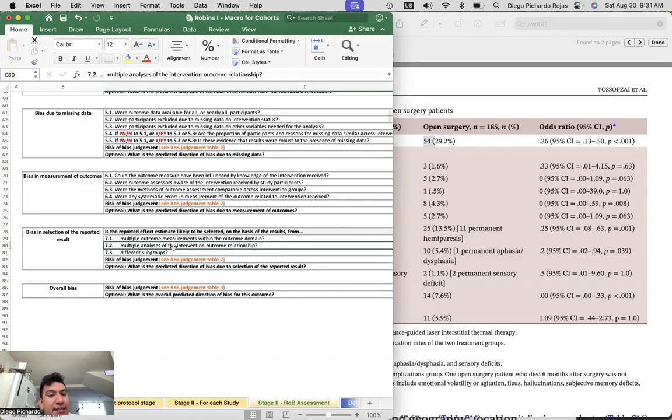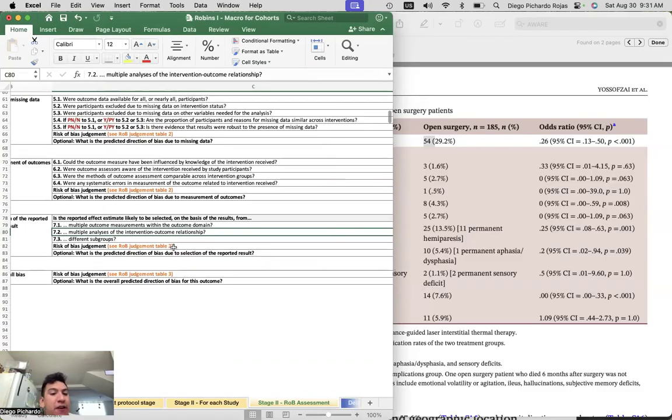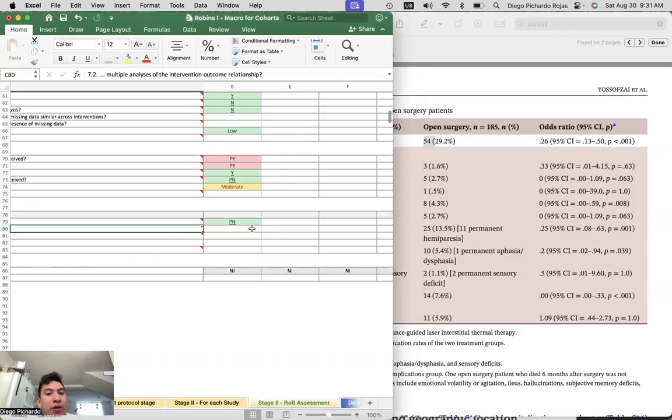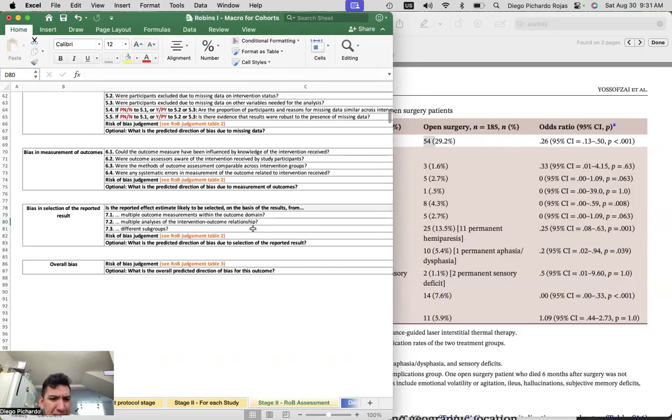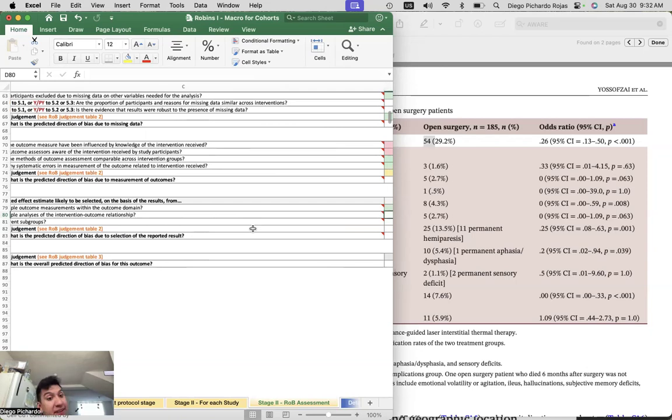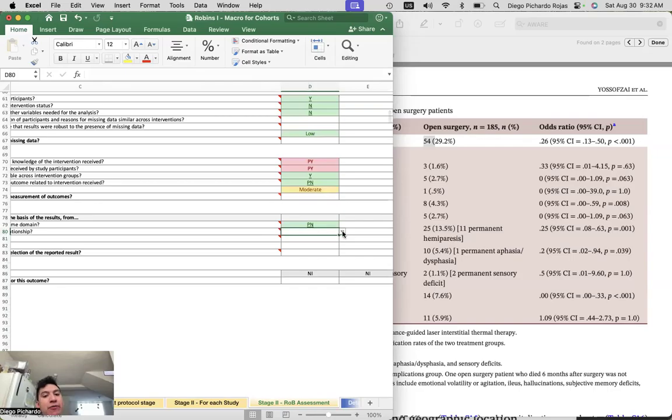Multiple analysis of the intervention outcome relationship? They didn't do multiple analyses. They just did one. Complications, for example, are not going to change based on the group. It's something very objective. So again, if what they measured was super objective, with a specific scale and a specific time frame, it's usually going to be a low risk of bias in this one.